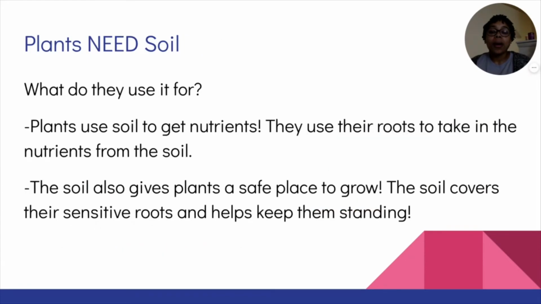All right, so next is plants need soil. Soil. What do they use it for? Plants use soil to get nutrients. They use their roots to take in the nutrients from the soil. And their soil also gives plants a safe place to grow. The soil covers up their sensitive roots and helps keep them standing up.